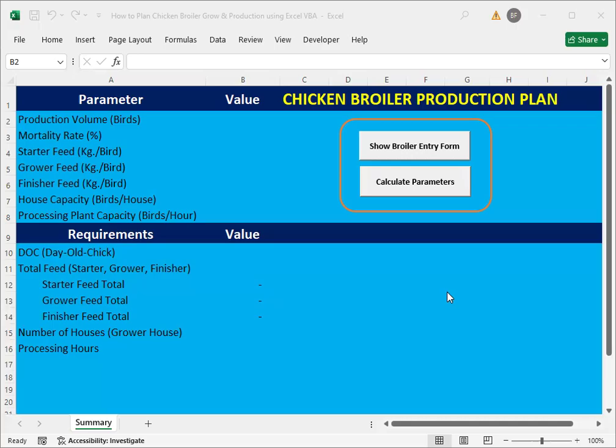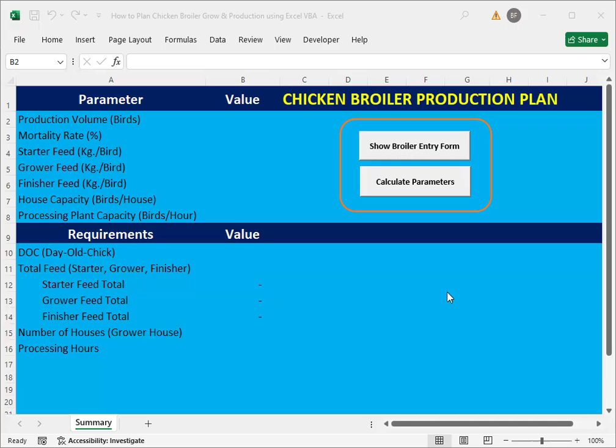We need to find out from the businessman or the company owner how much volume they would like to produce in one cycle. And along the way, when you're growing your chicken in the farmhouses, there will be mortality. Okay, there will be dead birds along the growing of the bird in the farmhouses, and we should determine the percentage of the mortality rate.